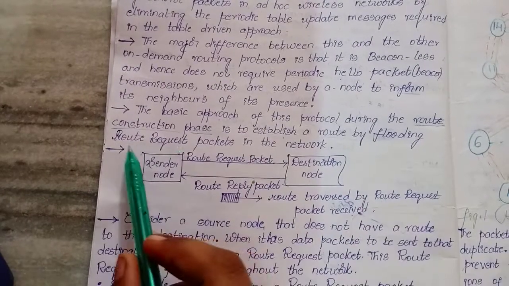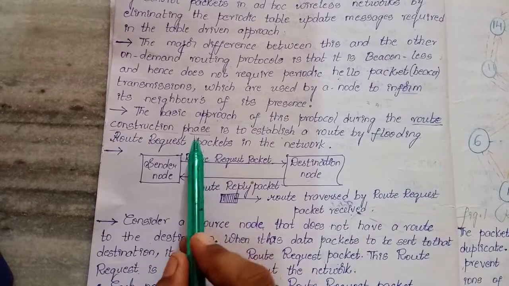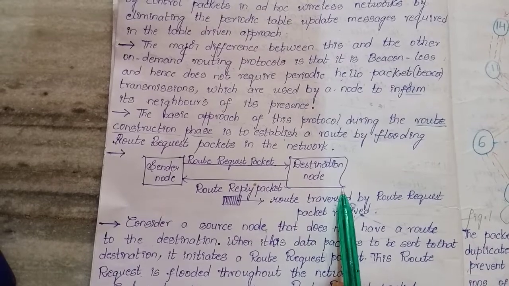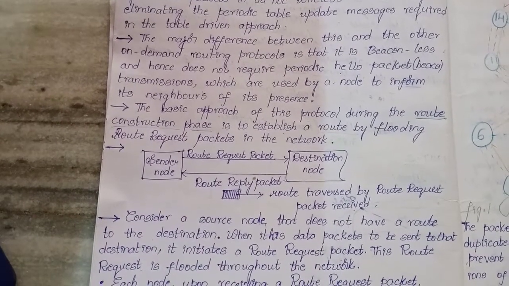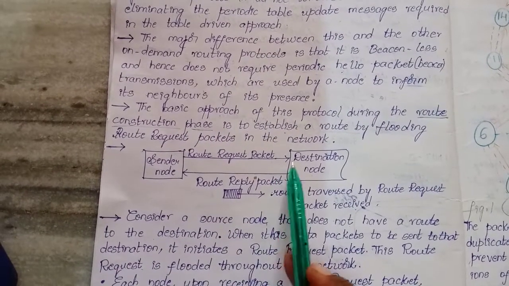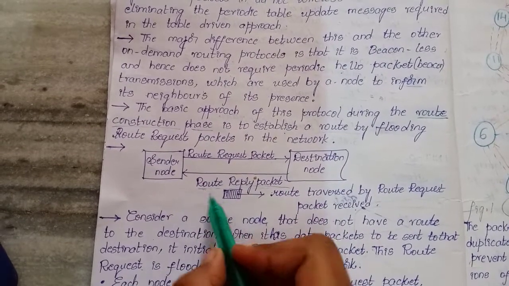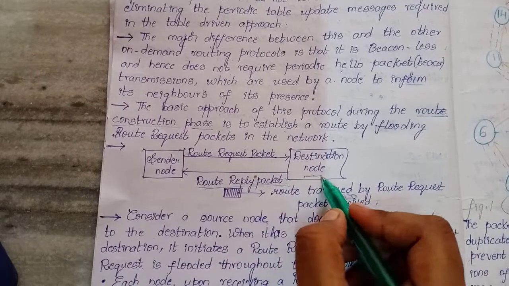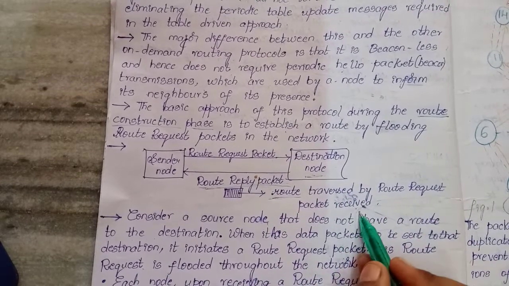See, by flooding the route request packets in the network, we are establishing this route construction phase. The sender node will send the route request packet to all other nodes. It will ultimately reach the destination node, right? When the destination node gets that route request packet, the destination node will send a route reply packet which contains the address of the destination node. And how is it calculated? That is the route traversed by the route request packet received.